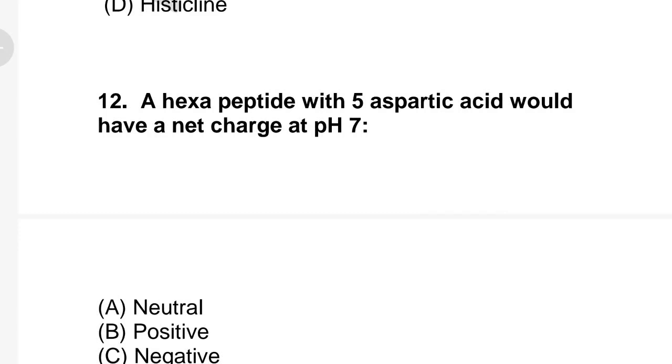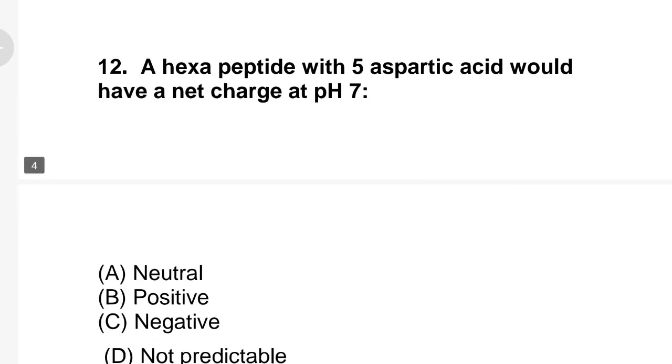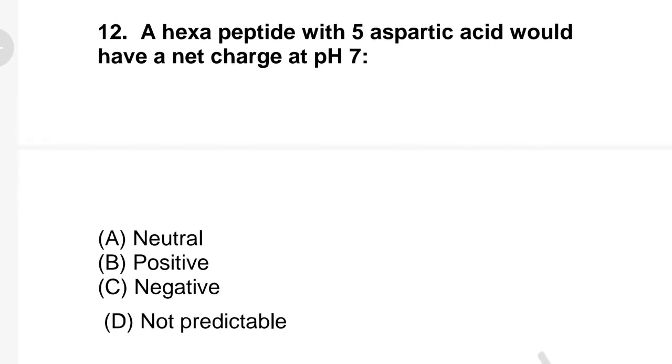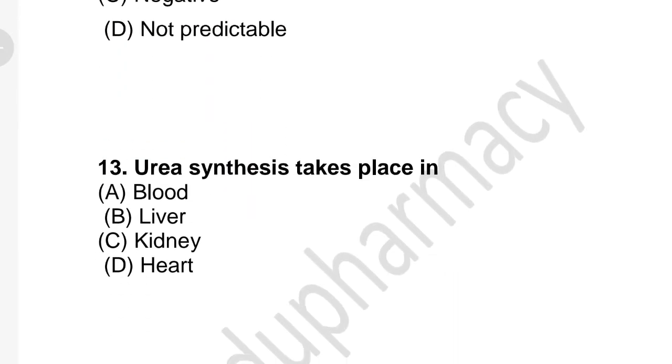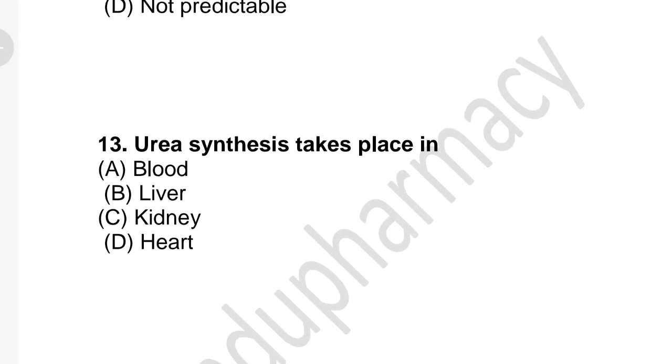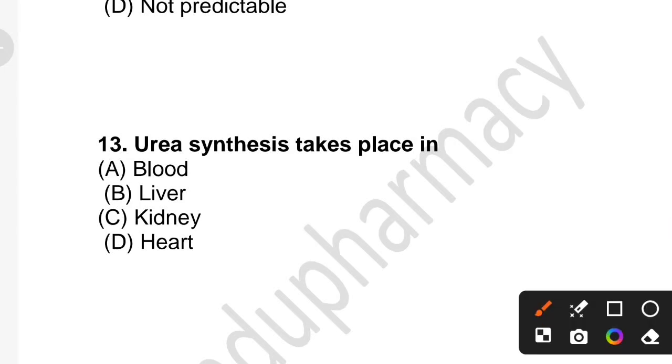A hexapeptide with 5 aspartic acid would have a net charge at pH 7. Option A neutral, option B positive, option C negative, option D not predictable. Right answer is option C, negative. A hexapeptide with 5 aspartic acid would have a net charge at pH 7 that is negative. Next question. Urea synthesis takes place in option A blood, option B liver, option C kidney, option D heart. Right answer is option B, liver.